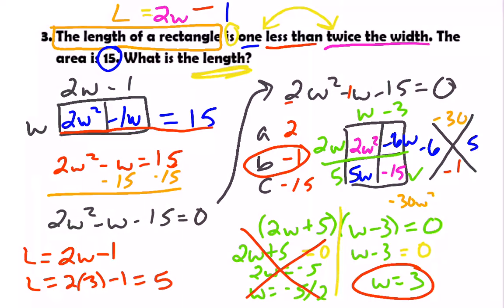And you could double check: my length is 5, my width is 3, so that does give me an area of 15, which was the other piece of information given to me. So always make sure that you answer the actual question that's being asked.